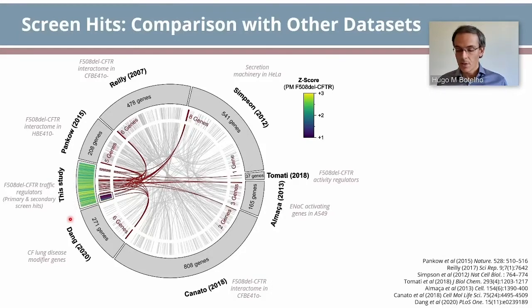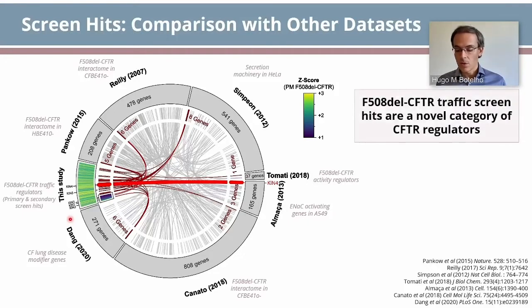We then looked at the 5 hit kinases which we had selected, kin1 through kin5. Surprisingly, there was only one instance where one of these kinases was part of any other dataset. This was kin4, which has been reported as an ENaC regulator. Overall, this analysis suggests that FA-Del Cftr traffic screen hits are a novel category of Cftr regulators.